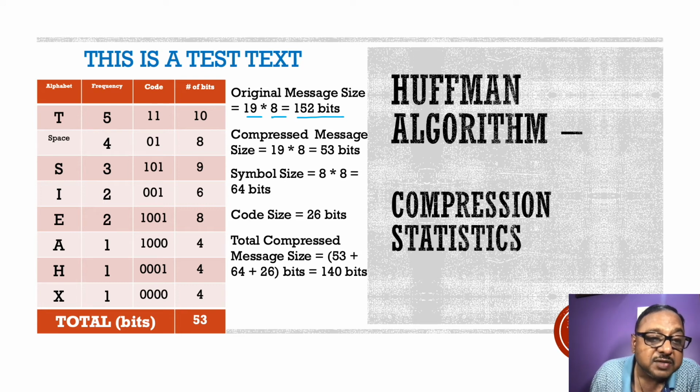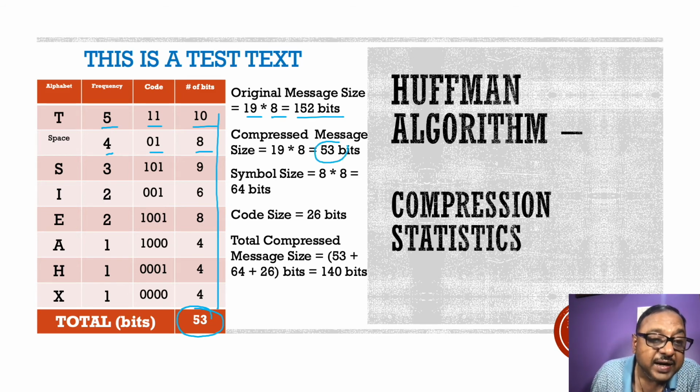Now my compressed message, if I add up, so I have got 5 number of T's, and T's will take 2 bits, so this makes 10 bits. I have got 4 spaces, and these take 2 bits, so this will make 8 bits. Like this, if I add up all the number of bits I require for my message, I notice that I require 53 bits to encode this message. So my message will take 53 bits.